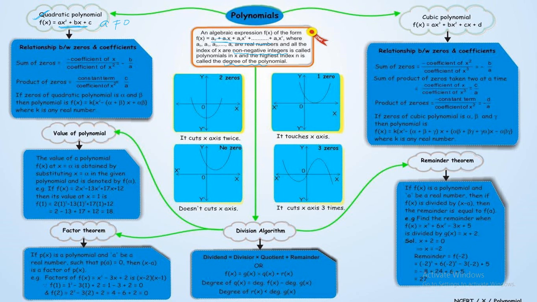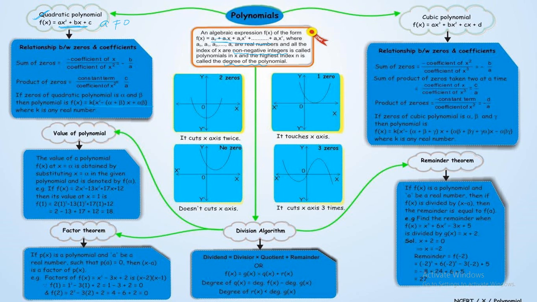Now next, there is a relationship between the zeros and the coefficients of the given polynomial. The sum of zeros is given by minus coefficient of x by coefficient of x square. In the same way, the product of zeros is given by the constant term by the coefficient of x square. Next, if we know the zeros of the polynomial, then we can write down the polynomial as k times of x square minus of alpha plus beta into x plus alpha beta, right?